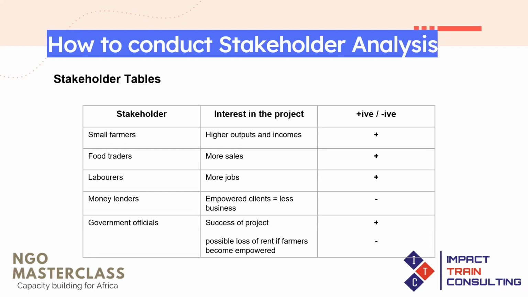So if you look at the first stakeholder there, which is small farmers. What's their interest? Their interest is that they want to have a higher output and income. They are small farmers. They want to be able to plant crops and harvest those crops and ensure that the crops are yielding well, and they are able to sell the crops and get better incomes. That's their interest. So they have a positive interest in your project. Their interest is very positive.